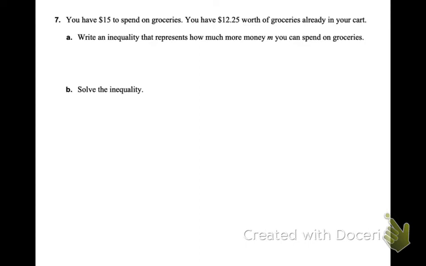So it would be M plus the $12.25 we have in our cart, and our total is 15. That's the biggest number we can have, right? So we could spend less than 15, but we could also spend exactly 15. Wouldn't that be awesome if you could do that? Because they're going to charge tax. But so we have M plus 12.25, 12 and 25 hundredths to be mathematically correct, is less than or equal to 15.